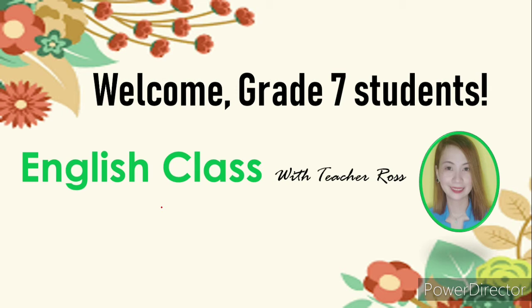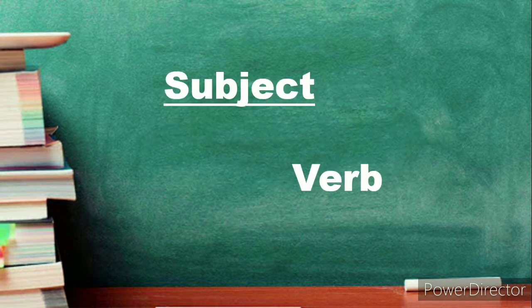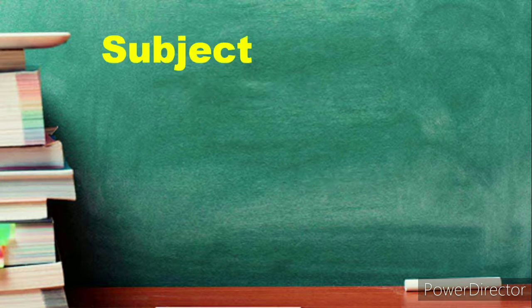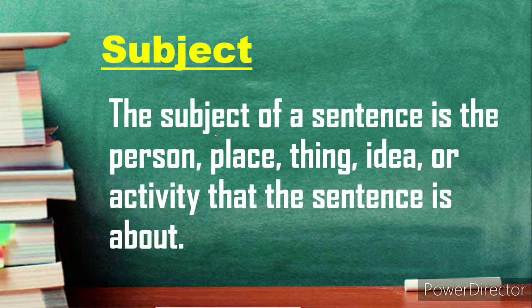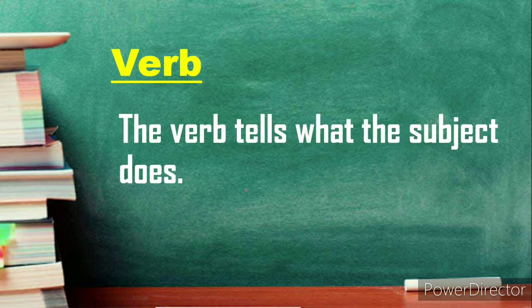Very good. Today, we will discuss rules on subject-verb agreement. But before we start, let us review the two important parts of a sentence, the subject and the verb. The subject of a sentence is the person, place, thing, idea, or activity that the sentence is about. And the verb tells what the subject does. In a complete sentence, these two parts must be present.